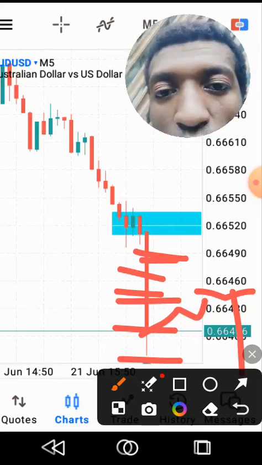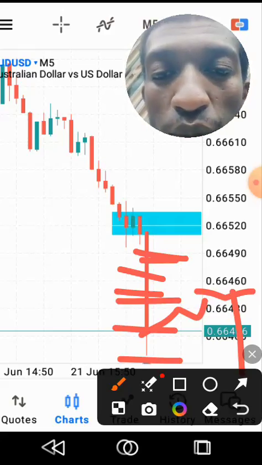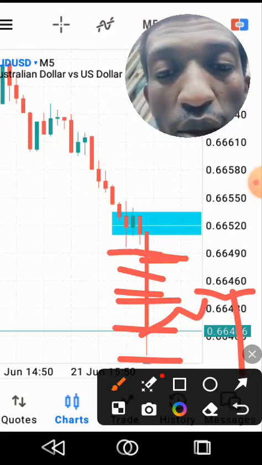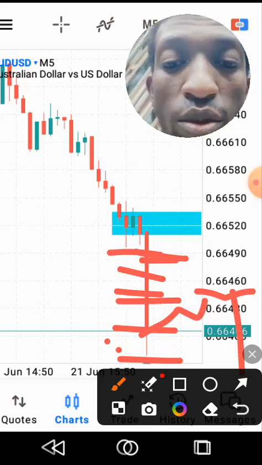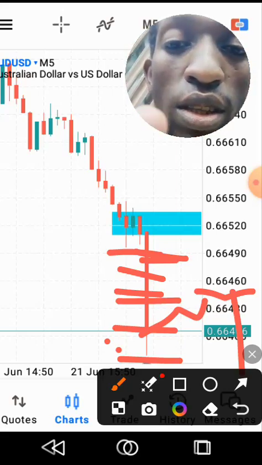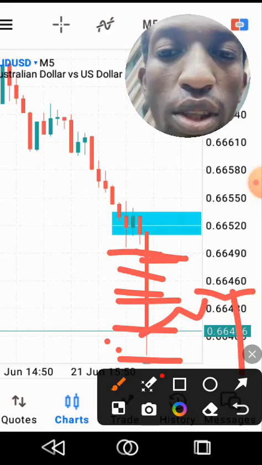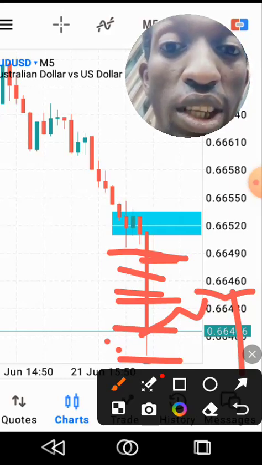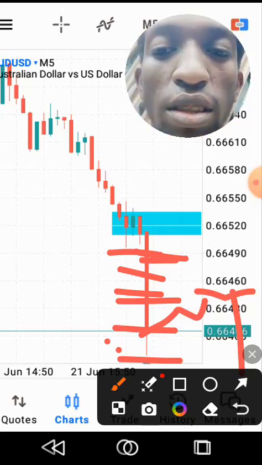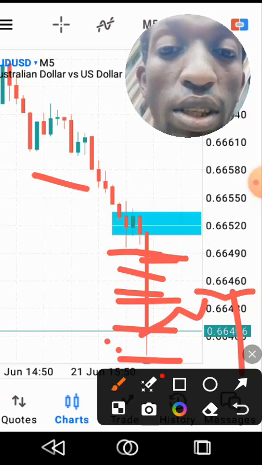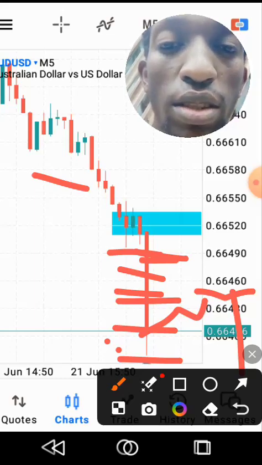So you can even take partials by putting your stop at break even, minimizing the risk, taking partials without trailing also. So you actually have two choices. Number one, trailing your stop after TP3 has been hit. Number two is putting it at break even after TP3 has been hit and minimizing your position by taking partials.